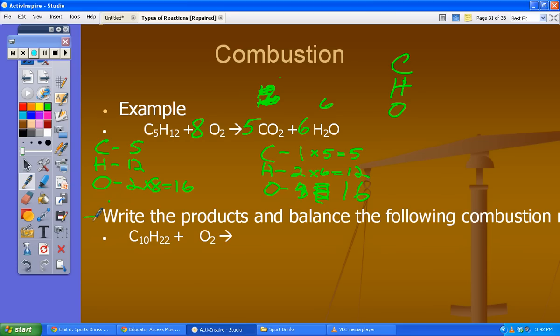Here's a bottom question. Write the products and balance the following combustion reaction. With this one, the products are always going to be CO2 plus H2O. To balance this one now, I'm going to use blue, I think. So carbon, hydrogen, oxygen, carbon, hydrogen, oxygen. Carbons over here, I have 1. Hydrogens, I have 2. Oxygens, I have 3. Carbons here, I have 10. Hydrogens here, I have 22. And oxygens here, I have 2.